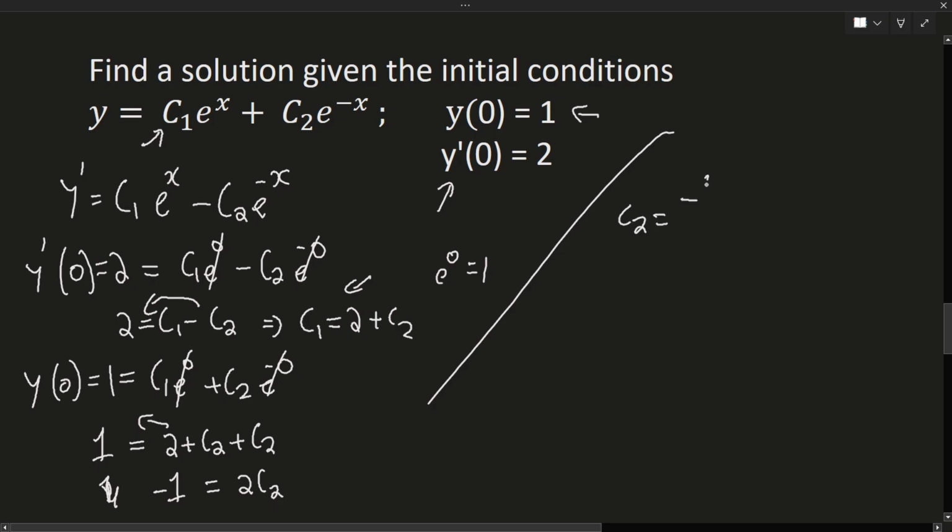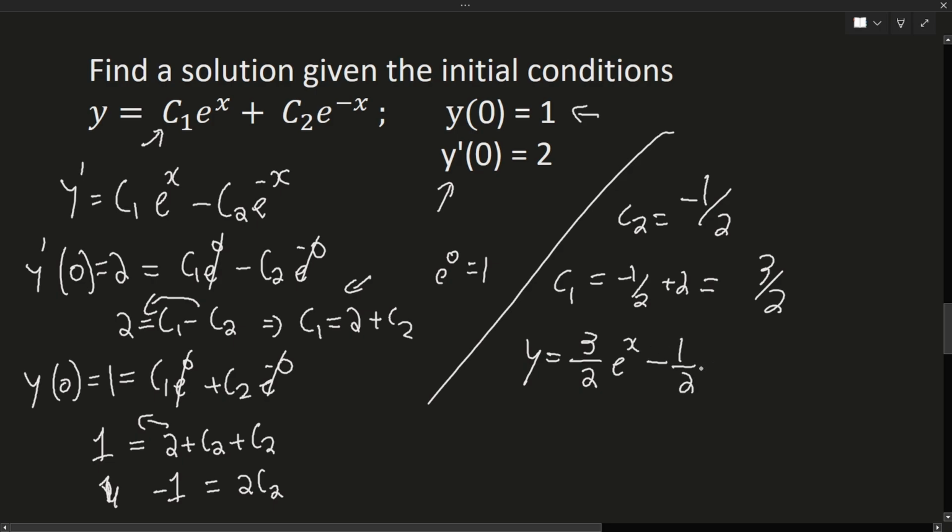C2 equals negative 1 over 2. And we know that C1 is equal to C2 plus 2, so that becomes 3/2. So now the full equation becomes 3/2 e^x minus 1/2 e^(-x). That's it. Super easy. There's nothing complicated.